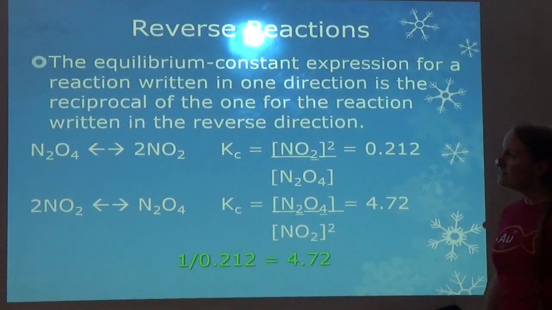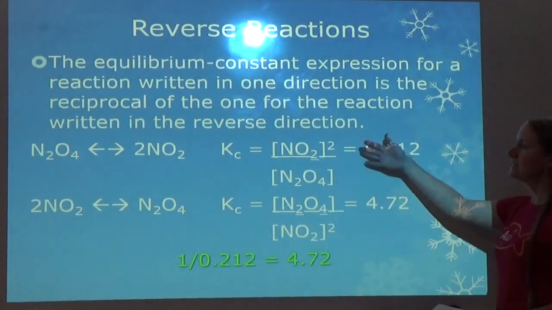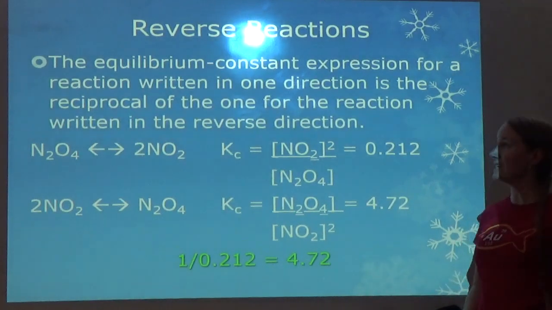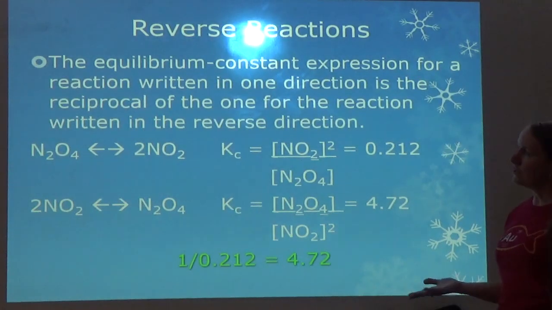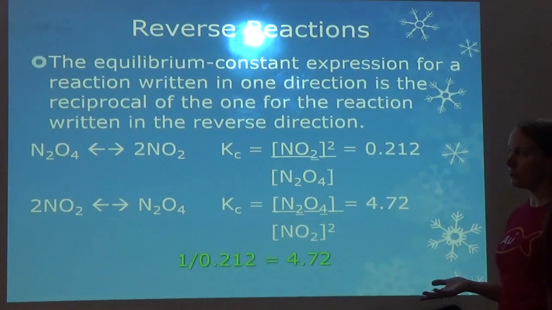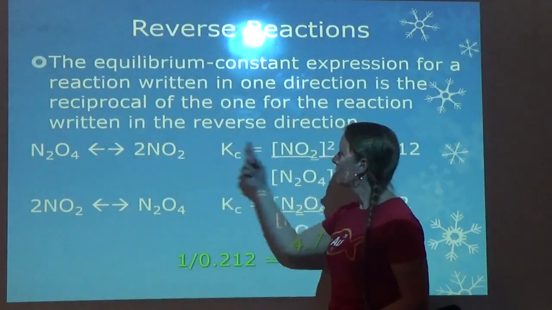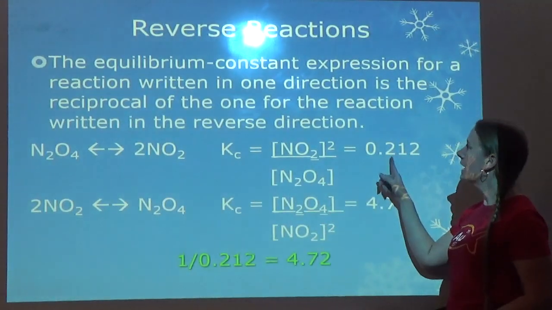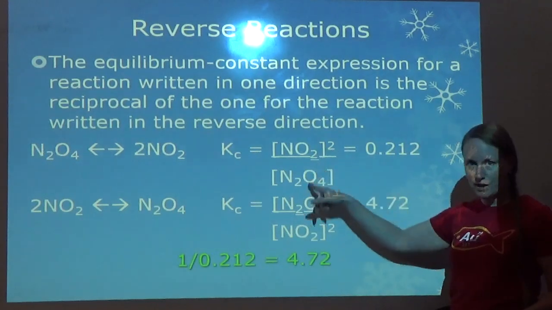Alright, so this next thing, again, we're just kind of proving something right here, so if you don't necessarily follow this exactly, it's not a big deal, but we're about to move into one of my favorites, which is Hess's Law. The equilibrium constant expression for a reaction written in one direction is the reciprocal of the one for the reaction written in the reverse direction. So if I start like this, Kc is going to be NO2 squared over N2O4, and it just happens to equal in reality 0.212, when you actually plug in the values.